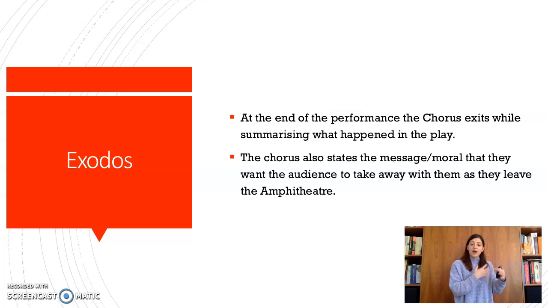So the Exodus, if we break it up into parts, exodos, so exit in English, so think about how that might have translated as time's gone on. So we have the Exodus, so the exit, the ending of the performance. So this is where the chorus exits the play and exits the orchestra. While they're exiting, they're summarizing what happened in the play. And the chorus is also stating the message and moral that they want the audience to take away with them as they leave the amphitheater.